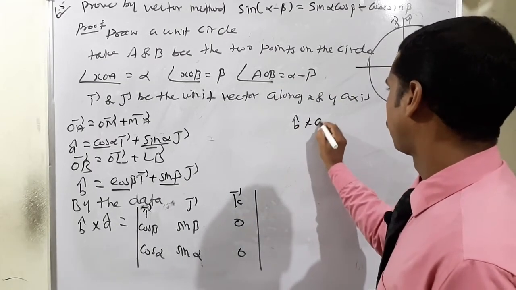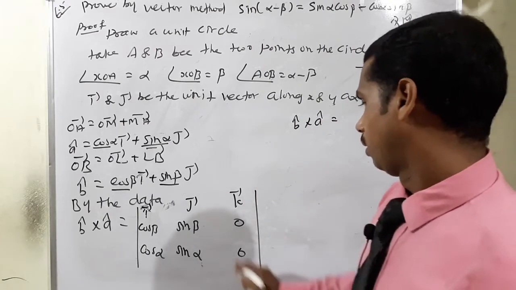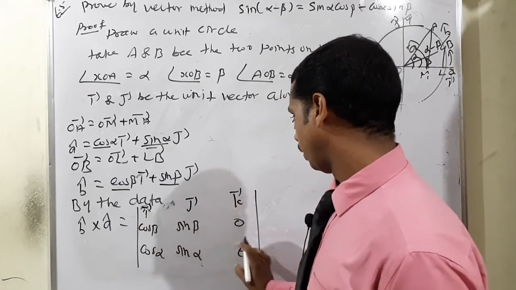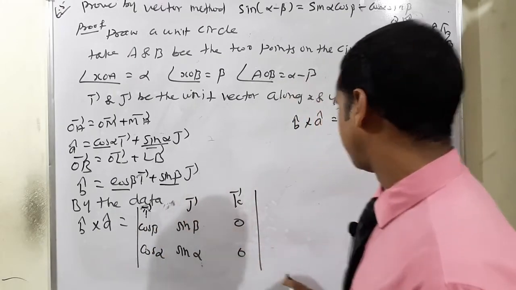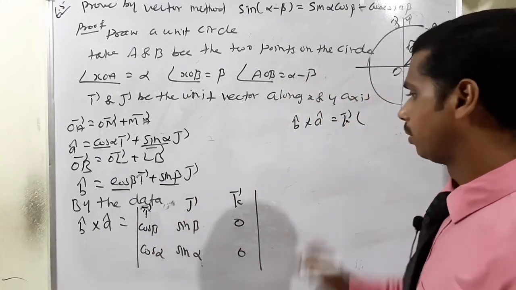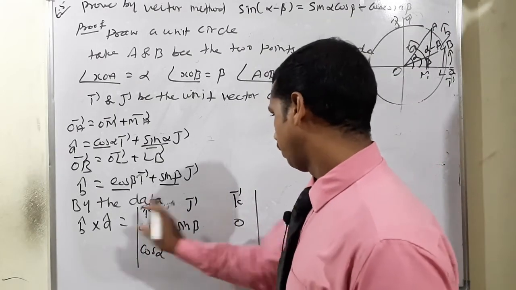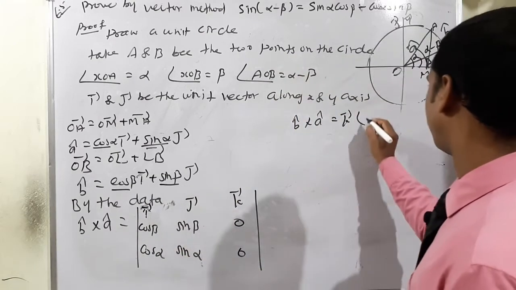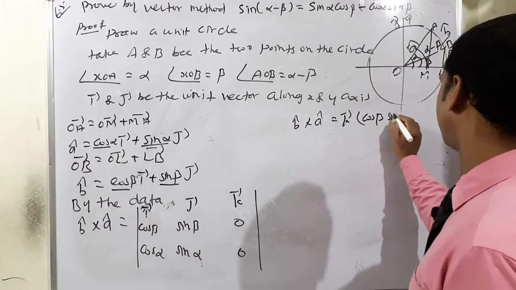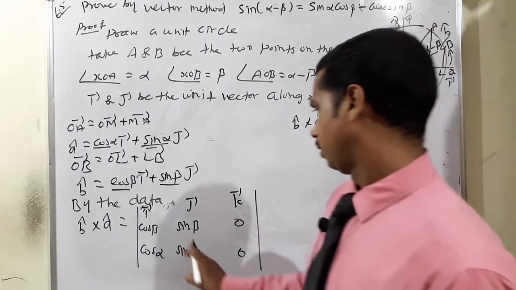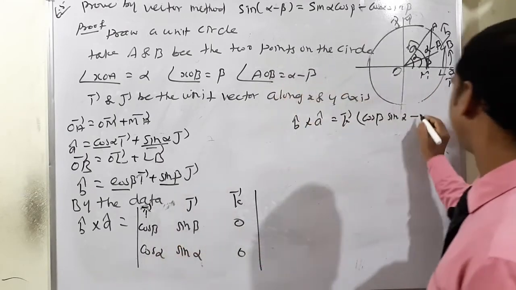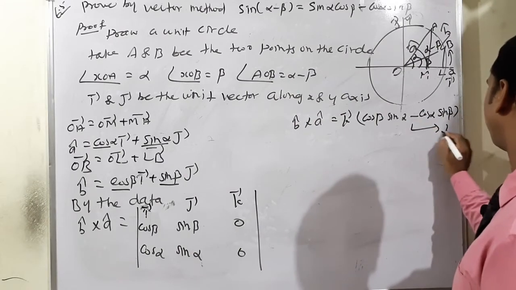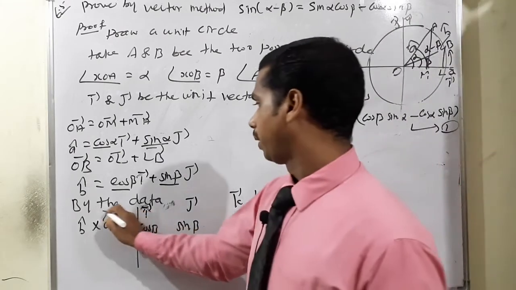So B cap cross A cap is equal to, so only k we have as a result, because i cap cross multiply means 0 as well as j cap cross multiply means 0. Therefore k vector into, row and column cancel, cos beta into sin alpha minus cos alpha sin beta. This is considered equation number 1. This is what we have taken by the data.